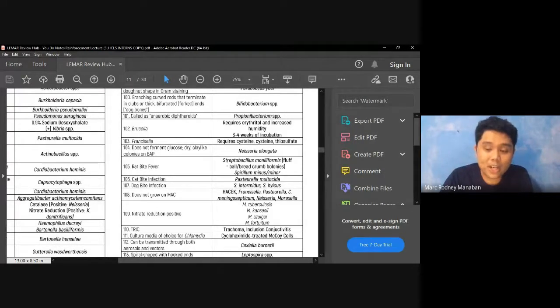Fluff ball or bread crumb colonies, Spirillum minus. All right. For cat bite infection, Pasteurella multocida. For dog bite infection, your Staphylococcus intermedius and Staphylococcus hyicus.